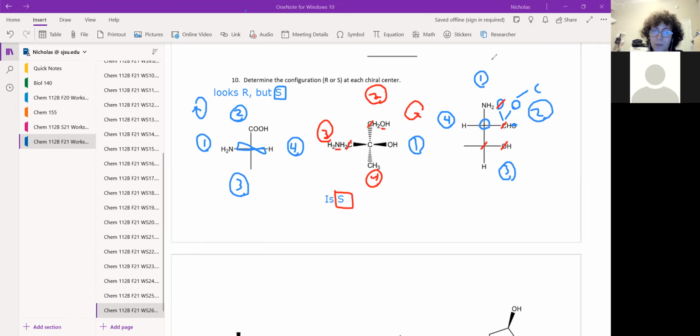And then if you go from 1 to 2 to 3, it looks like this, so it's going clockwise. It looks like it's R. Should we flip it? Okay, one person saying S and a bunch of people saying yes. So yeah, you're all good. This one, hydrogen is on a horizontal line, so it's on a wedge, not a dash, so you have to flip it. So the blue one is R.